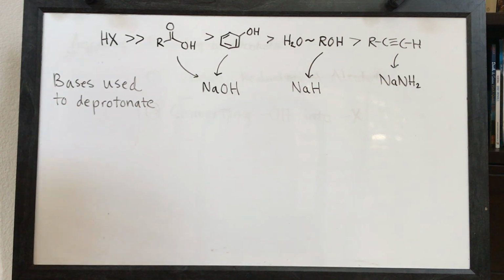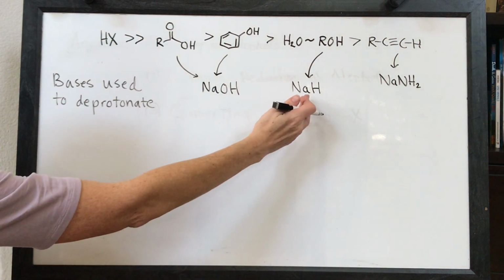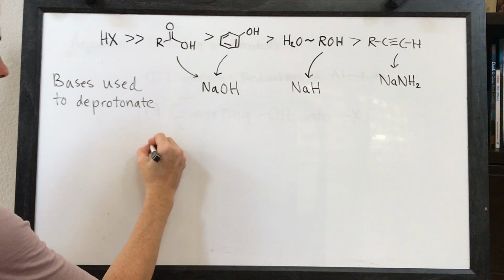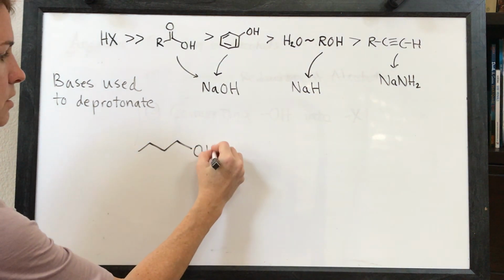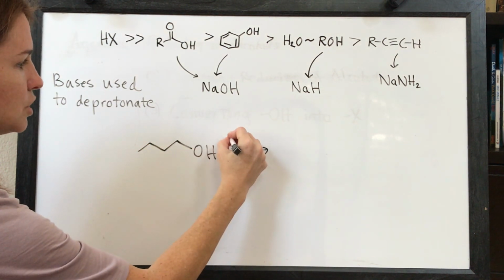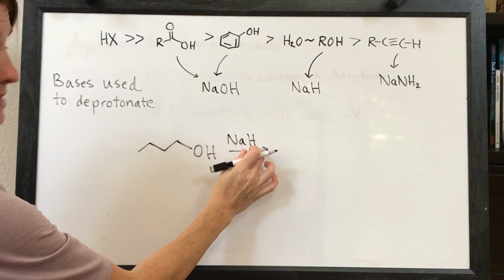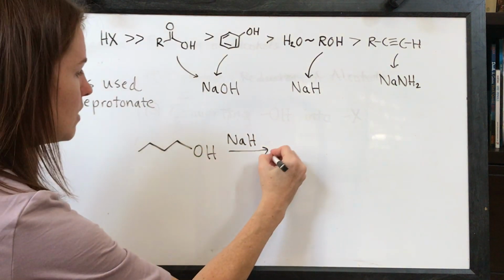So this is something that we'll want to keep in mind as we get to different synthesis problems, that if we ever need to deprotonate an alcohol, we would use sodium hydride. It turns it into an alkoxide ion. So for example, let's say we have butanol and we add sodium hydride. This H minus, the hydride ion, pulls a proton off of the alcohol.